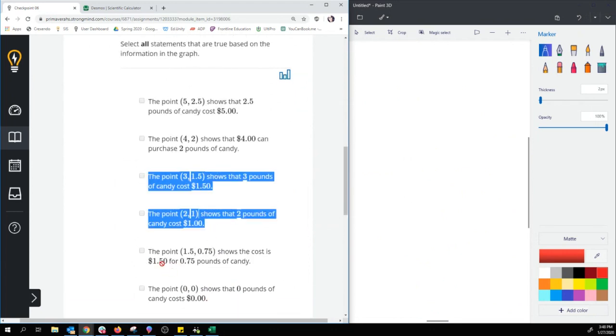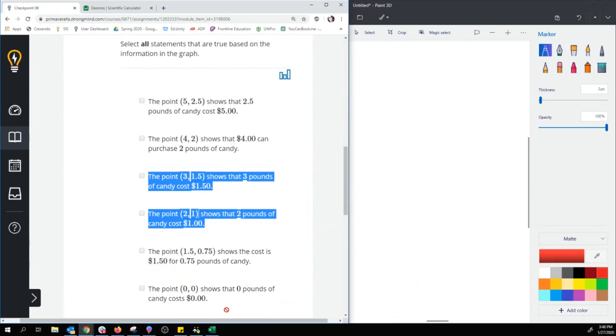The next one says the point 1.5, 0.75 shows that the cost is $1.50 for 0.75 pounds of candy. This one again is like that first one. Our first number represents pounds, not dollars. So this one is not correct.